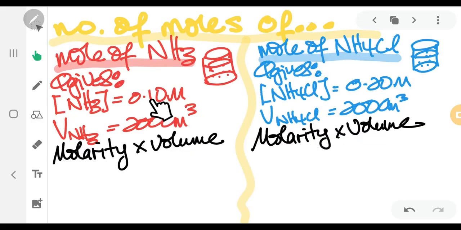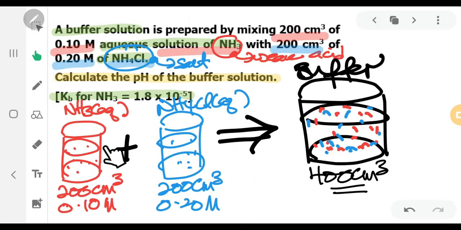Before we find the concentration of the weak base and also the conjugate acid for the buffer, we have to determine the number of moles. In the beginning, like what we have visualized over here, we have both of them in separate beakers. So we have to find the number of moles of weak base and the number of moles of your NH4Cl. And remember, if you can find the number of moles of NH4Cl, we can find the number of moles of NH4+.